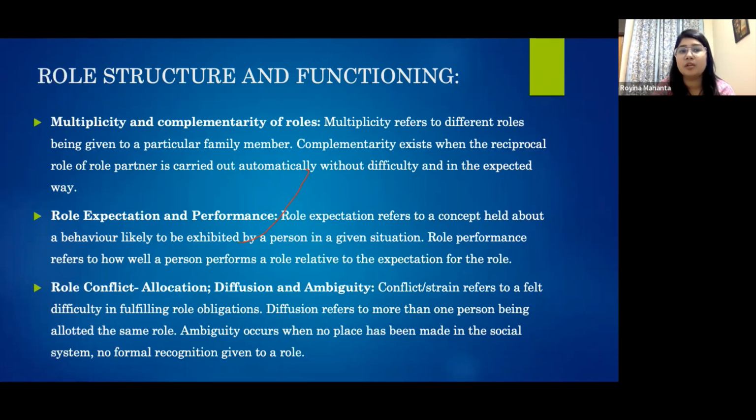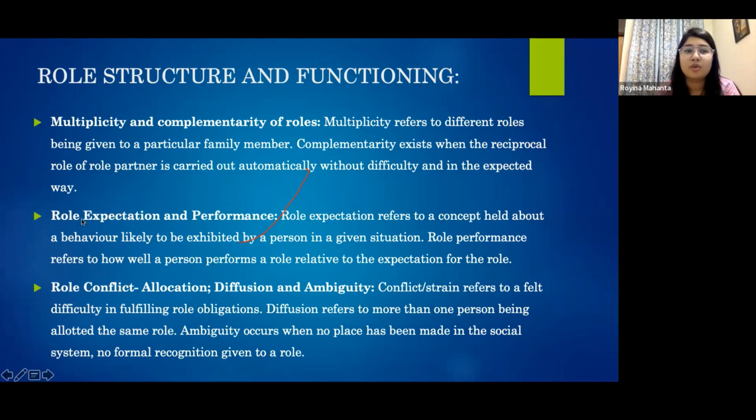Complementarity exists when the reciprocal role of role partner is carried out automatically without difficulty and in the expected way. So to explain in simple language, complementarity means when, for example, if the husband is taking care of the shopping, the monthly shopping list, the wife takes care of all the bills, paying the bills. So in that way, if the roles are divided equally without one person having to carry out multiple tasks and experiencing role strain as a result, then we say that complementarity exists in that family.